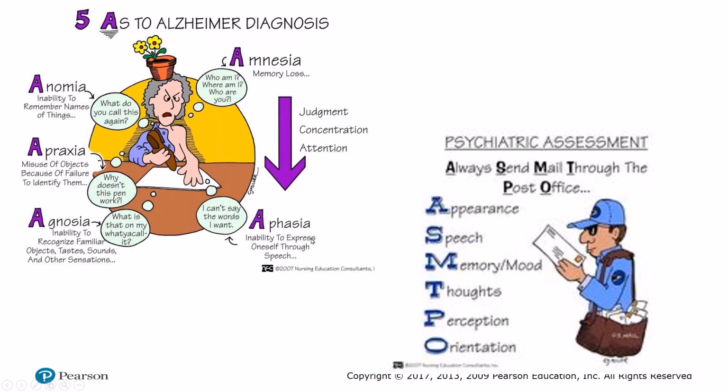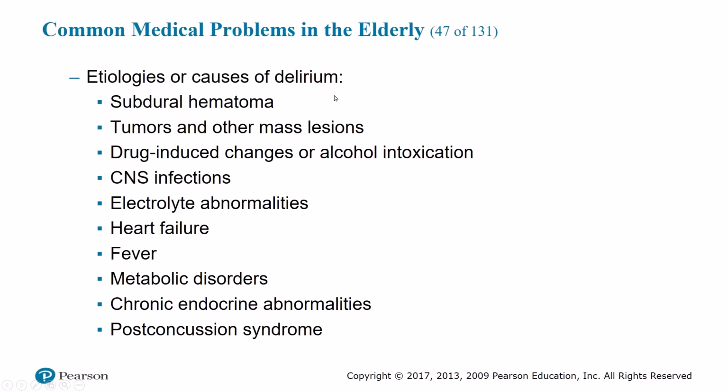Alzheimer's patients, dementia patients, most of them revert back to a childhood memory. Some other neurological issues that are etiologies or causes of delirium: subdural, some type of head injury, something like that. CNS infections. You'll see individuals post bacterial, viral infections that had some type of neurological input.